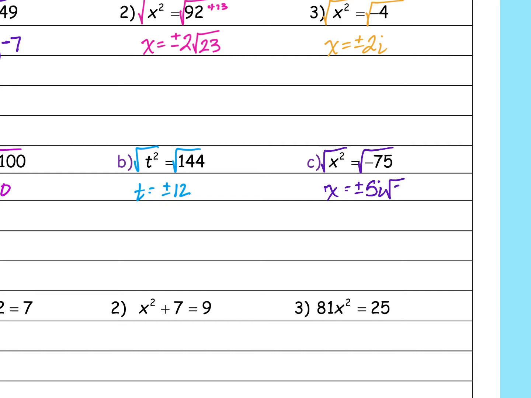And then C, square root both sides, and x is going to equal plus or minus 5i root 3. 25 times 3. Yeah. Okay. 5i root 3. Questions? Everyone okay? Anyone online have a question?